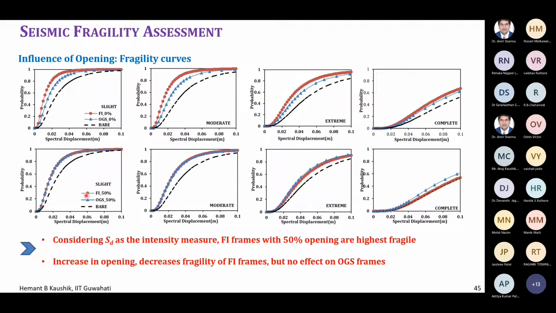So if you have these openings, the seismic vulnerability or the fragility of the fully infilled frame slightly comes down, right? But otherwise, there is no change in the open ground story frame. That fragility remains the same. Even the bare frame doesn't matter. So that is one important output, that openings in the upper floors don't really change the seismic fragility of the open ground story buildings.